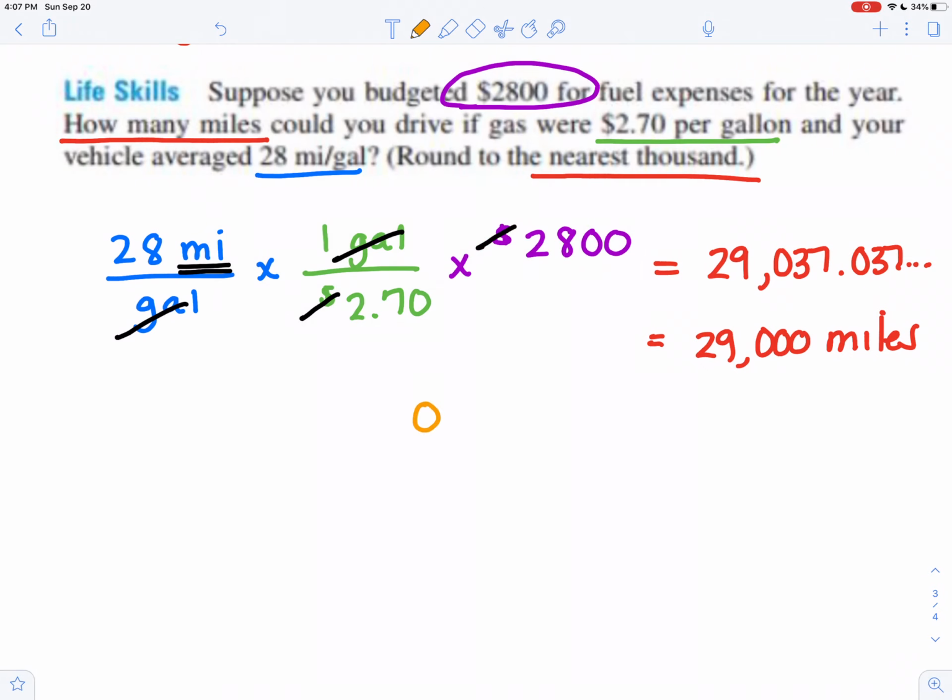Now, this is not the only way that this problem can be worked, and so I just want to take a minute to show you the other option that I could have used here if I set this up in more of an equation type. What I would have to do to use an equation here is I would first need to figure out not the number of miles, but the number of gallons that I could purchase. Because what we're given is a total amount of money, and we purchase gas not based on miles. We purchase gas based on the price per gallon.